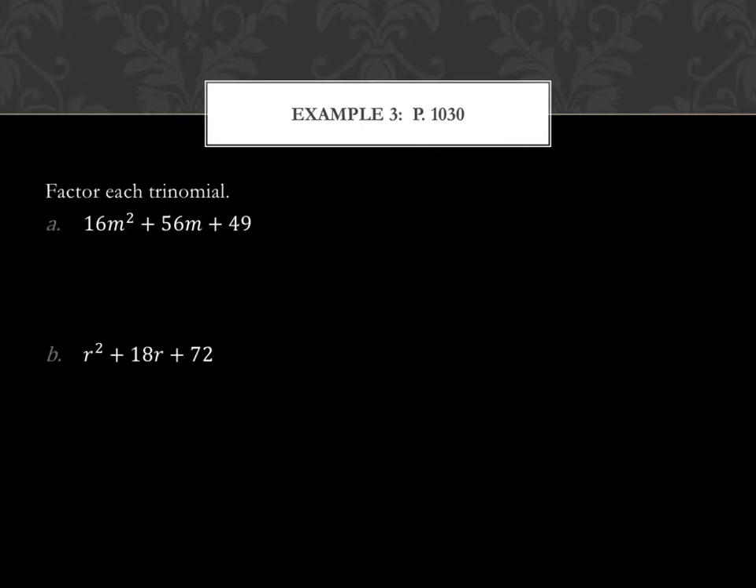So on a, 16m squared plus 56m plus 49. Now my first and last terms are perfect squares, so that's 4m and 7. So if I multiply those together and double it, that's 28. Doubled is 56. So this would be 4m plus 7 squared.